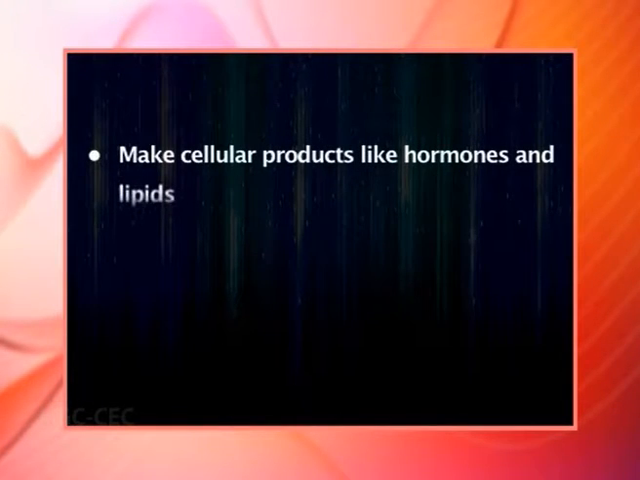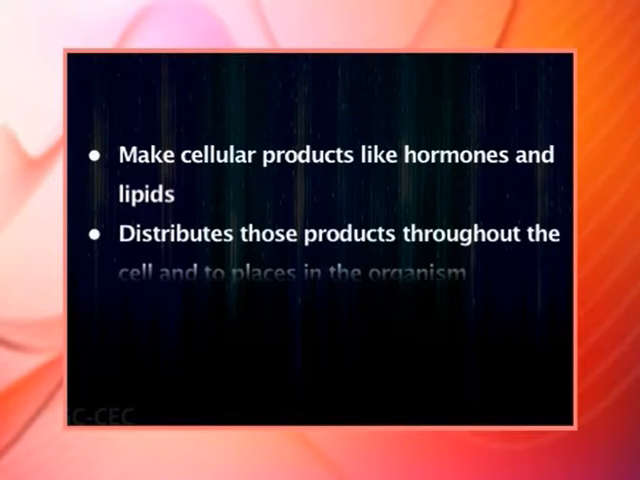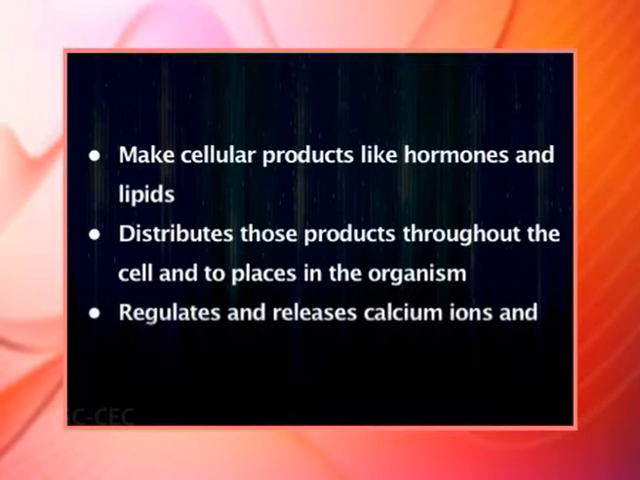In muscle cells, it releases calcium ions, while in cells of the endocrine system, smooth ER makes steroid hormones. The main function of the smooth ER is to make cellular products like hormones and lipids, distribute those products throughout the cell and to places in the organism, regulate and release calcium ions and process toxins. The smooth ER is an organelle found in both animal cells and plant cells.